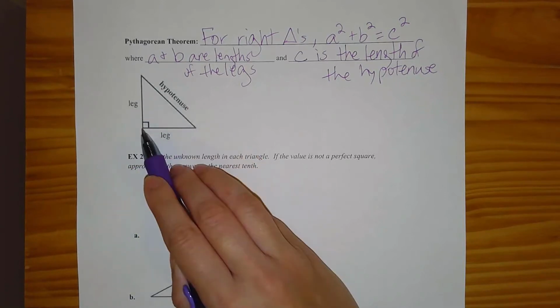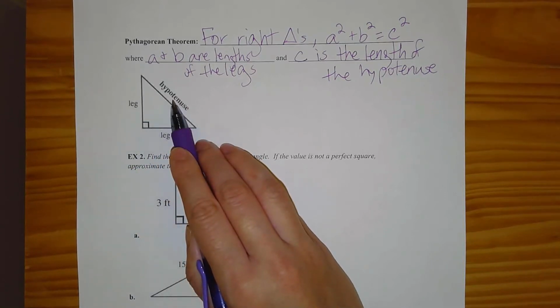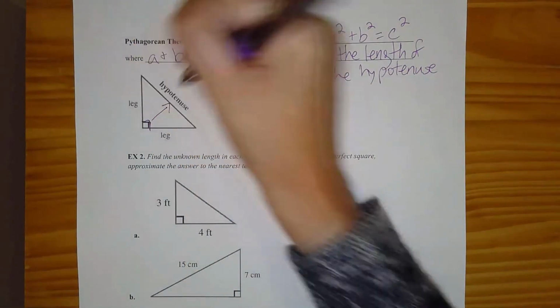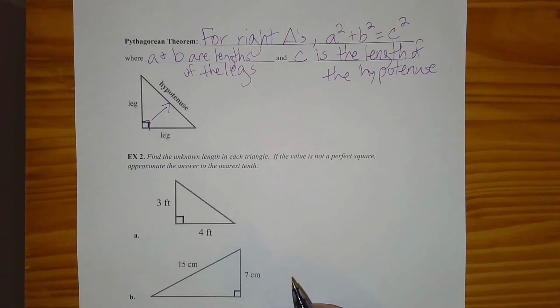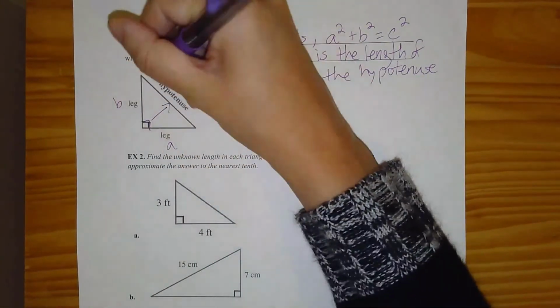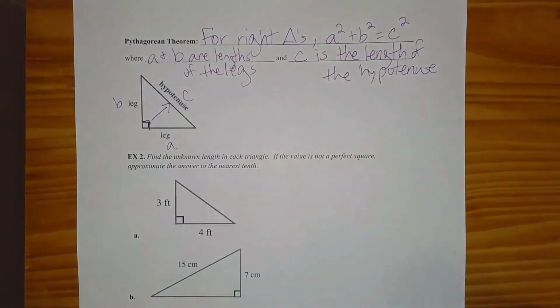The hypotenuse is always across from the right angle. So if you find your right angle, look across, and that's where the hypotenuse is going to be. So your legs are your a and your b, hypotenuse is your c. All right? So let's try a few of these.